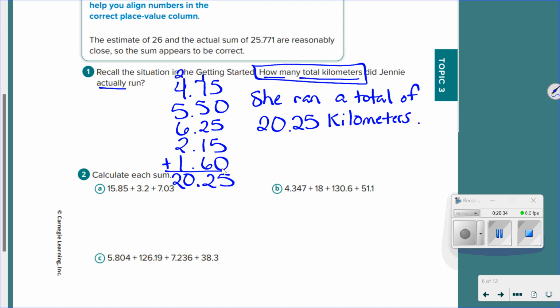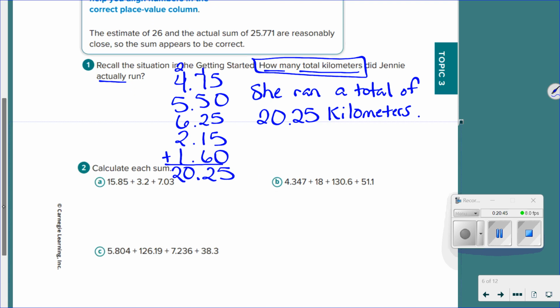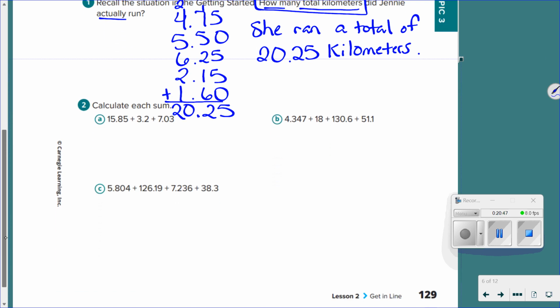Was our estimate of 21 kilometers reasonable? Yes, it was very close. All right, number 2. What's the most important thing I need to do before I add these together? Line up my decimals. So I have 15 and 8500ths, 3 and 2/10, add a 0, and 7 and 300ths.